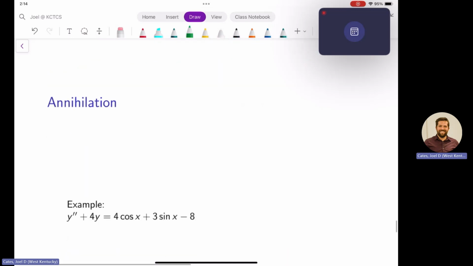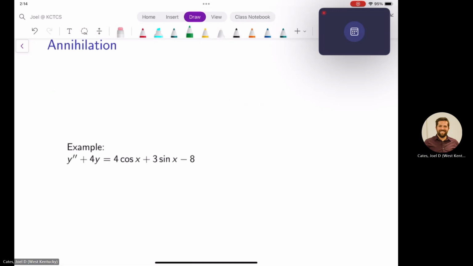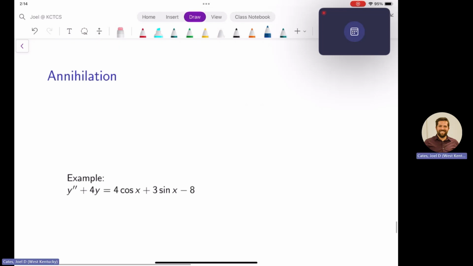Let's move on to another example. Here we have something a little more complicated on the right-hand side, but we'll get into that. Let's first deal with our complementary solution.